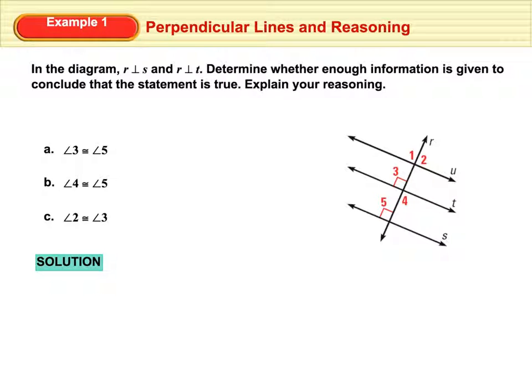In the diagram, R is perpendicular to S, and line R is also perpendicular to line T. Determine whether enough information is given to conclude that the statement is true or not. So let's look at angle 3 and angle 5. Angle 3 and angle 5 are both right angles. So therefore, by theorem 3.1, they are congruent. Therefore, this is a correct statement, and we proved it by theorem 3.1. Right angles are all congruent.